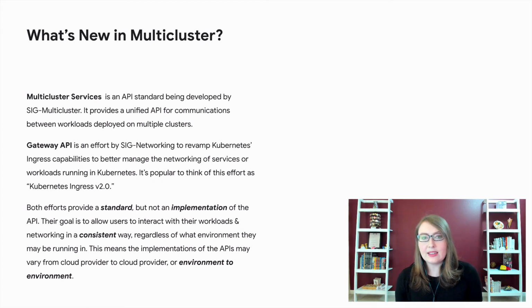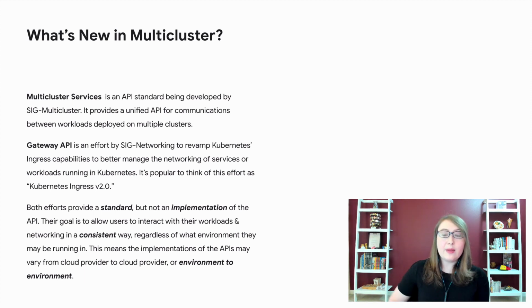So as these use cases have revealed flaws in the original federation model, SIG-Multicluster has developed a new strategy to more directly solve the challenges of real-world multi-cluster use cases. At present, the two key parts of this strategy are a pair of APIs called Multi-Cluster Services and Gateway API. Both of these efforts provide a standard, but not an implementation, of an API. And their goal is to allow users to interact with their workloads and networking in a consistent way, regardless of what environment they may be running in.